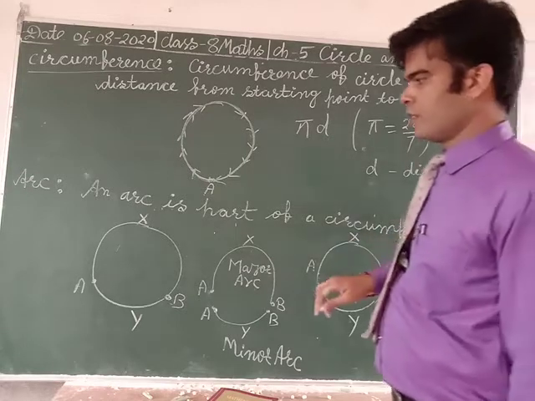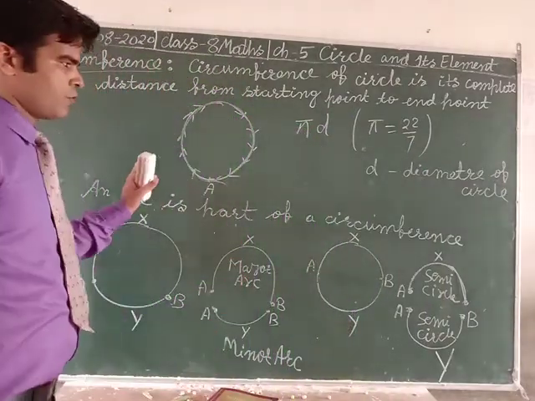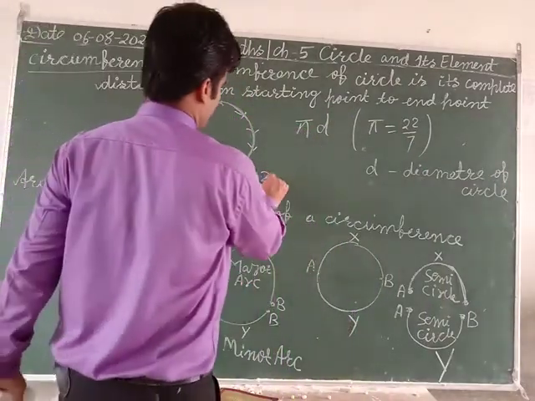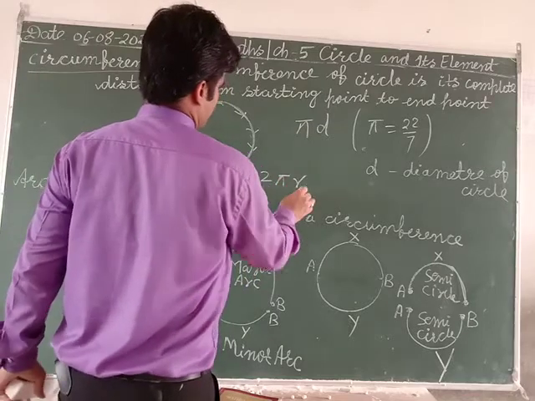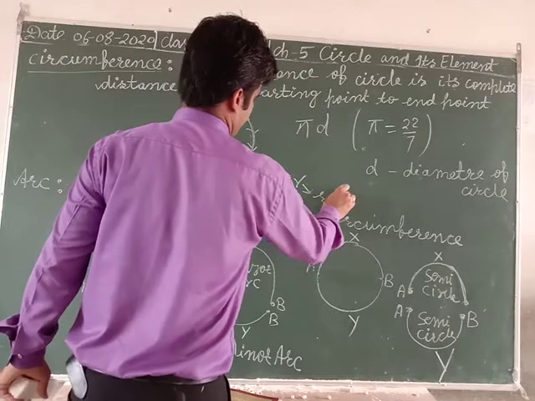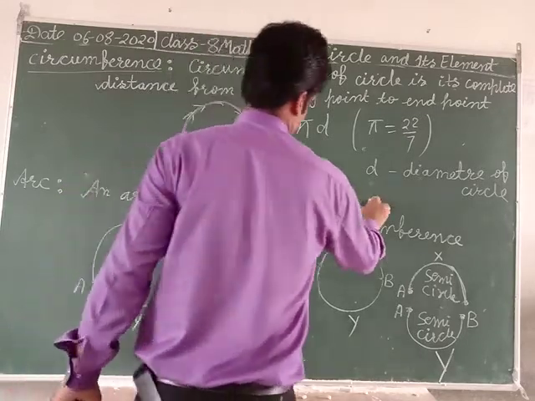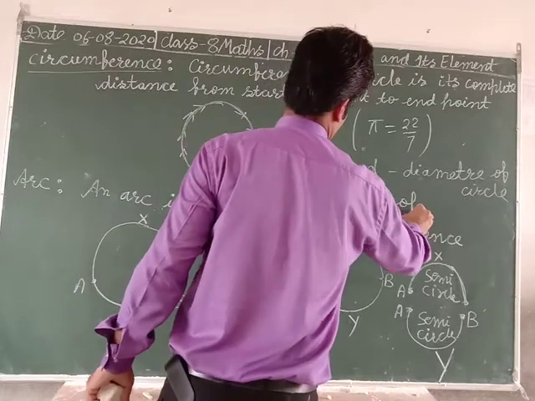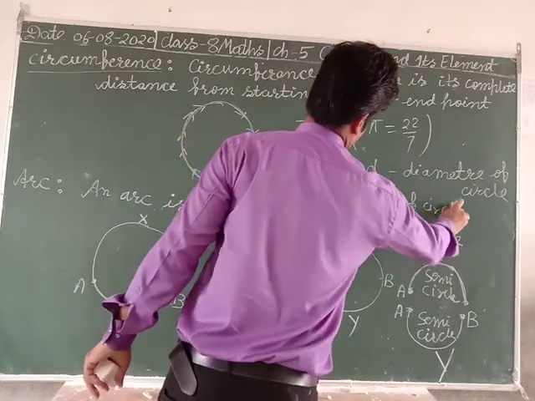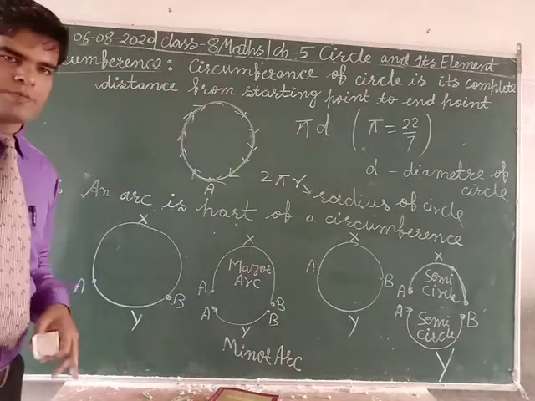Okay students, now see, this is the circumference of circle. Another formula is 2 pi r, where r is the radius. R means radius of a circle. These are two formulas to find the circumference of a circle.